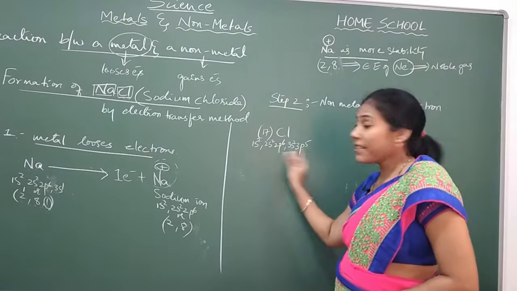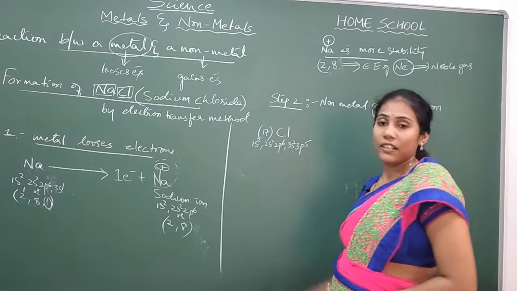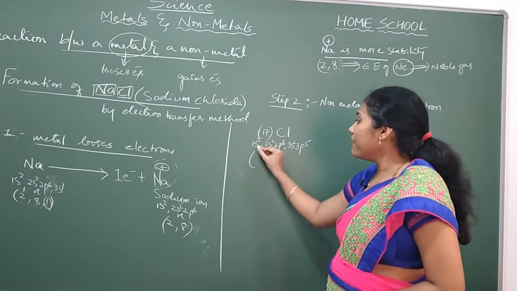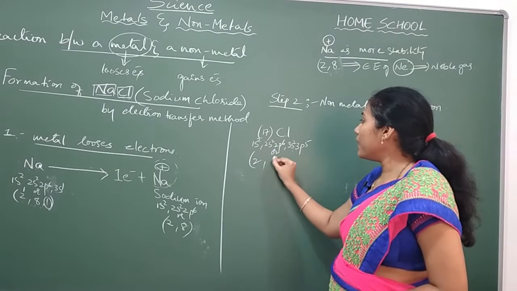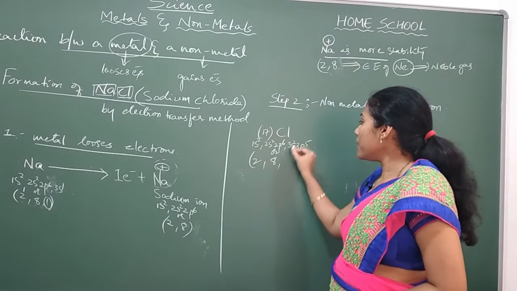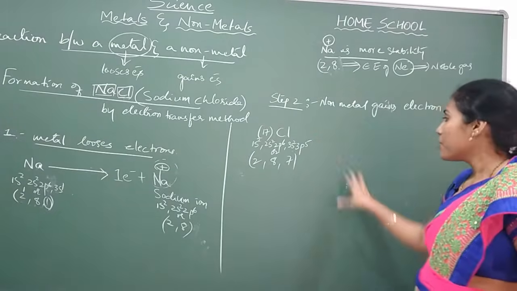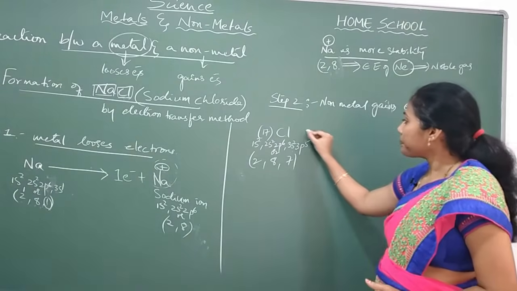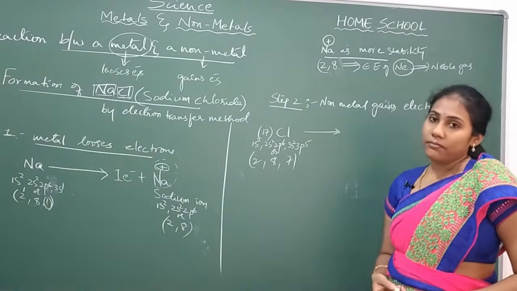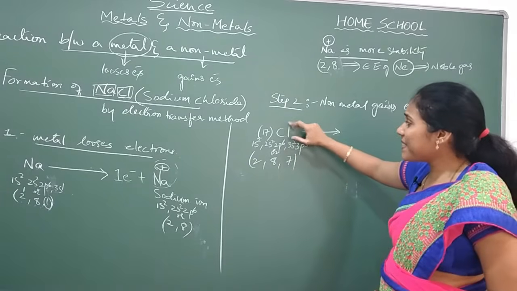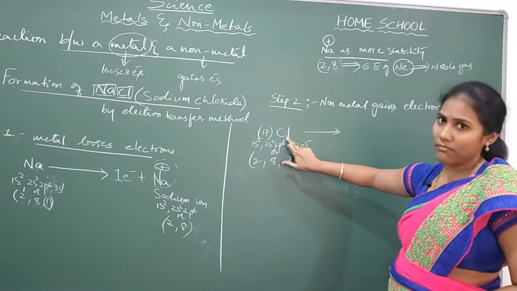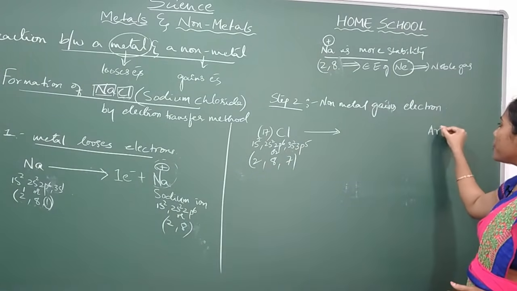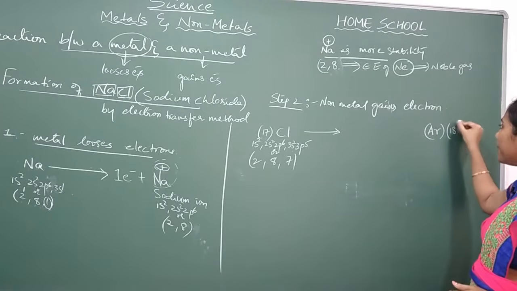When you practice, you will be able to write this kind of electronic configuration easily. Or you can also write it in a simple way. How do you write? 2, 8, 7. Yes or no? So this is another, simple way of writing. Fine. And now Cl. Which is the nearest noble gas located near Cl? It is argon. For Cl, the nearest noble gas is argon, that is atomic number 18.